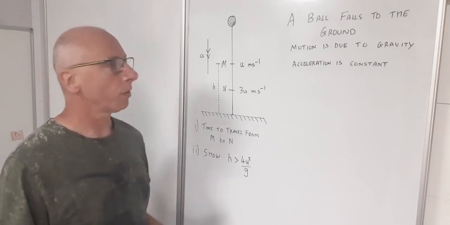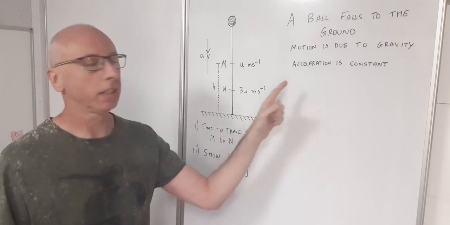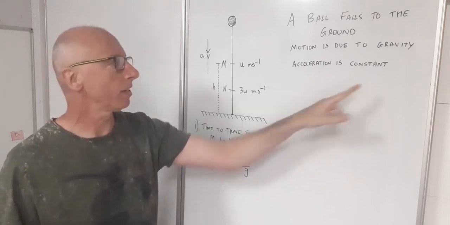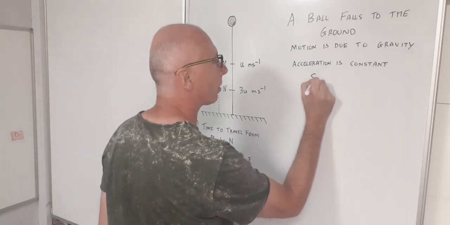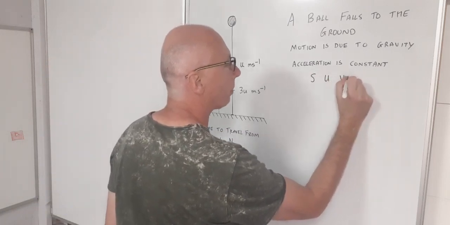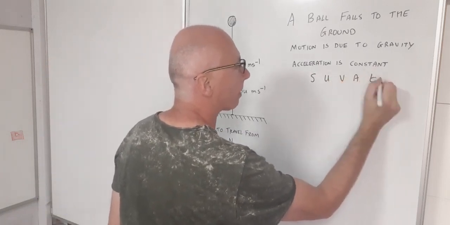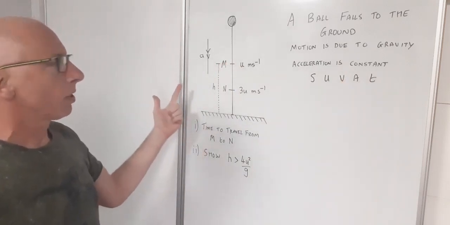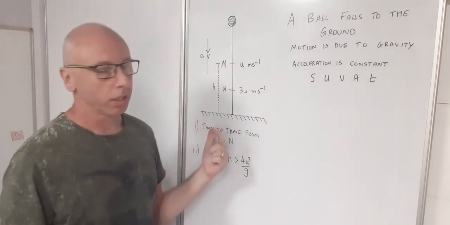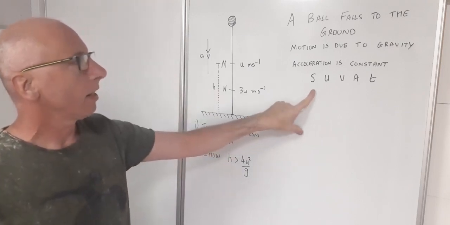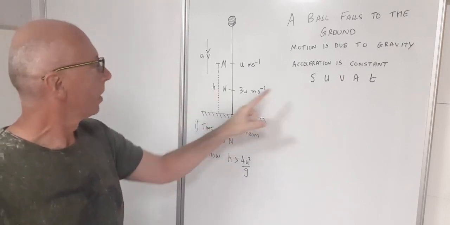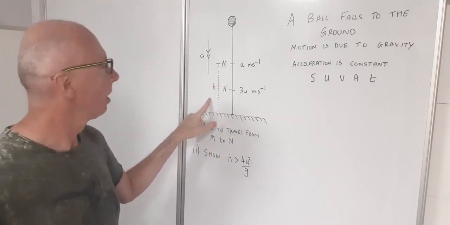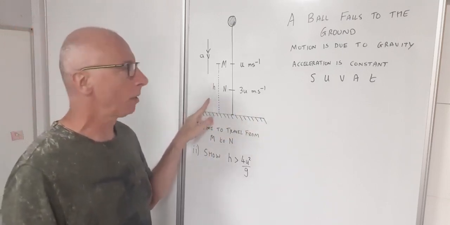So what I'm going to do first of all is write the 5 SUVAT letters on here and see what information we've got. I've got S, U, V, A and T. I've not been given any numbers, so this is going to be an algebra question. S, that's the displacement. Well, that's going to be h eventually, so we'll have a look at that in a moment.